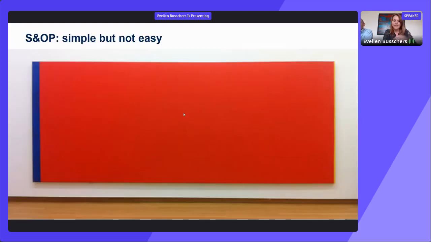So I would like to start off by having a look at this painting, this piece of art. It might seem very easy to make because it's so simple, but that is not the case at all. And the same goes for S&OP processes. They might look very simple from the outside, but they are certainly not easy to manage or improve or implement.